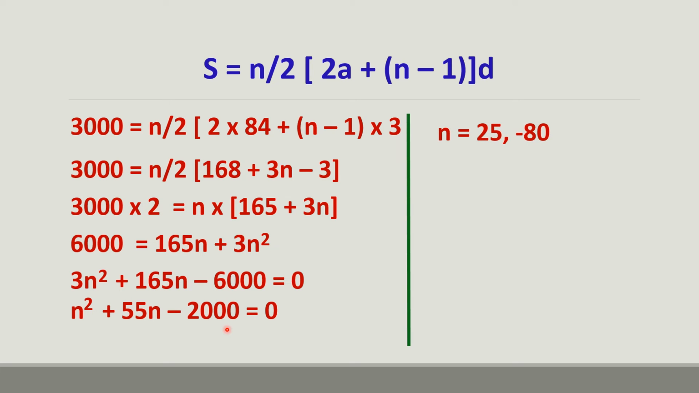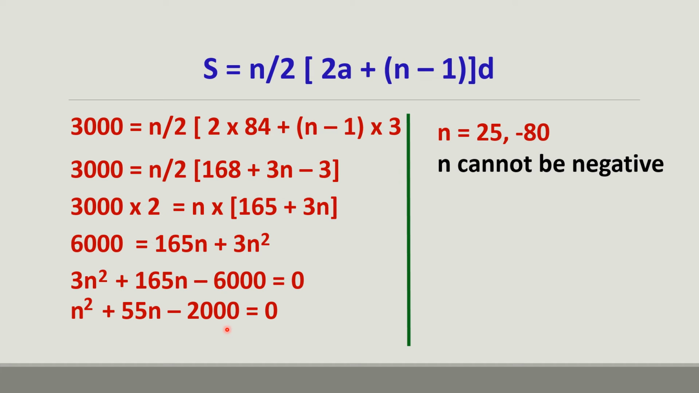And the answer is n is equal to 25 and minus 80. N can be either 25 or minus 80. But we know that n cannot be negative. The number of members in the club cannot be negative.